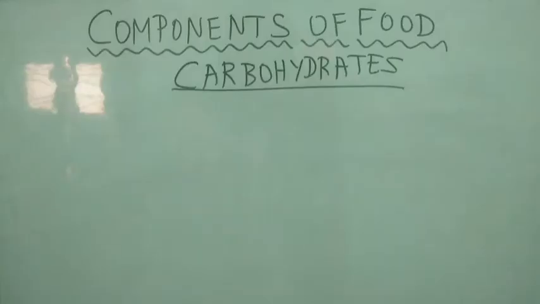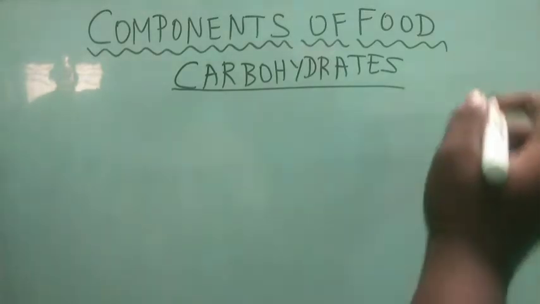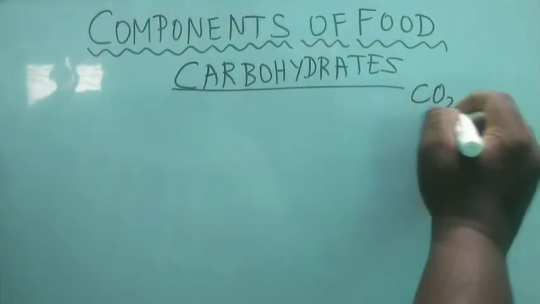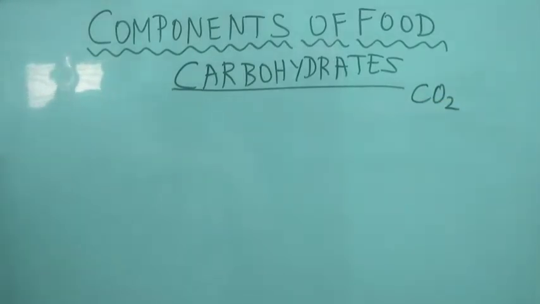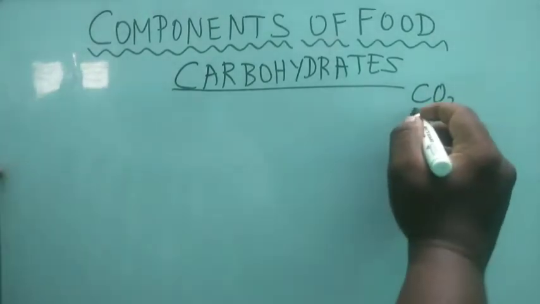If you take carbohydrates, they are prepared through the process of photosynthesis. So first of all, I will tell how the photosynthesis process takes place. I already told what materials are required for photosynthesis, like carbon dioxide. This is CO2, the short form of carbon dioxide.